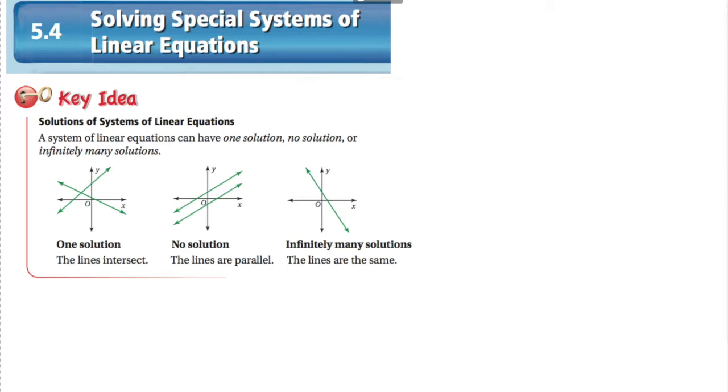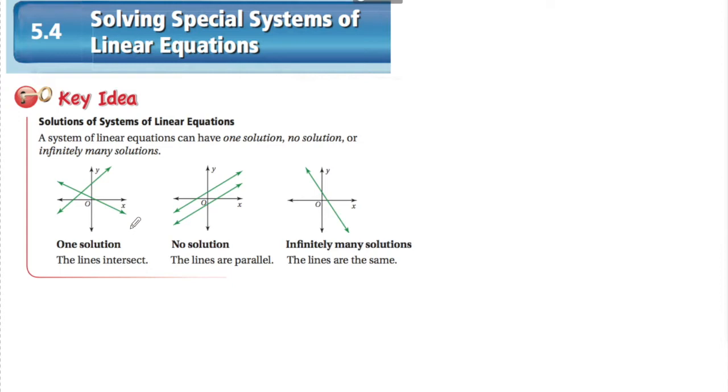Mr. Fackenthal here, and today I'm going to be teaching you how to solve special systems of linear equations. There are three types of solutions that a system of equations could have. They are one solution, which is what we've been working with so far since 5.1, 5.2, 5.3. It's your basic two lines on a graph, they intersect, and you get an ordered pair as your answer.